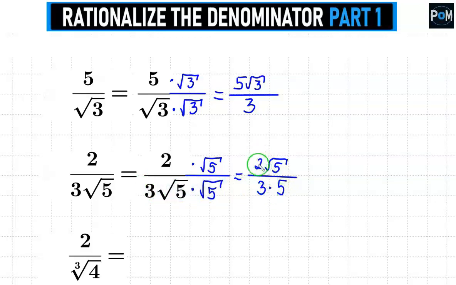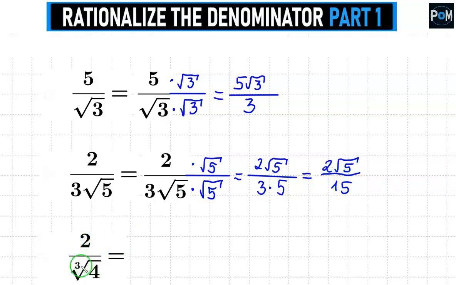You can take a moment to see if anything cancels out here. However, this 2 won't cancel out with anything, not with 3, nor with 5. Now we write down the result. In the denominator, 3 and 5 are multiplied, giving us 15, meaning 2 square roots of 5 over 15 have resulted here. Another example, 2 divided by the cube root of 4.